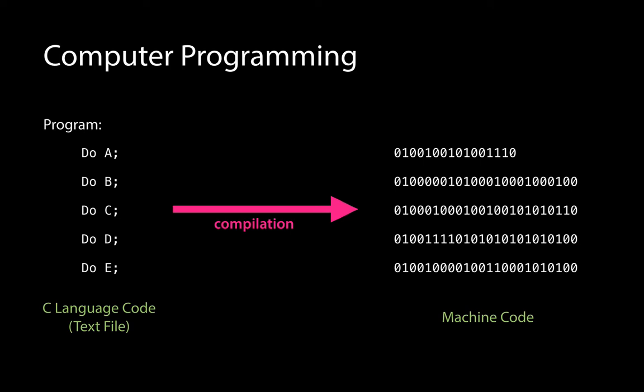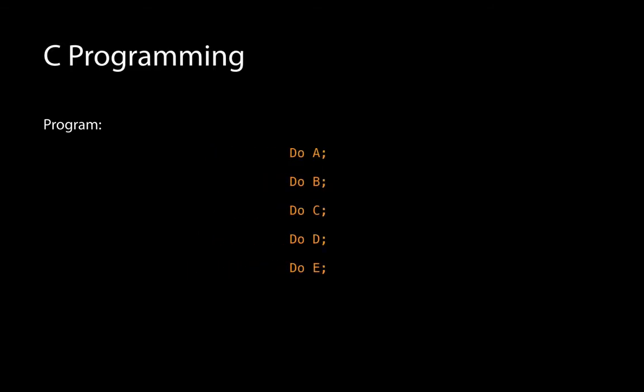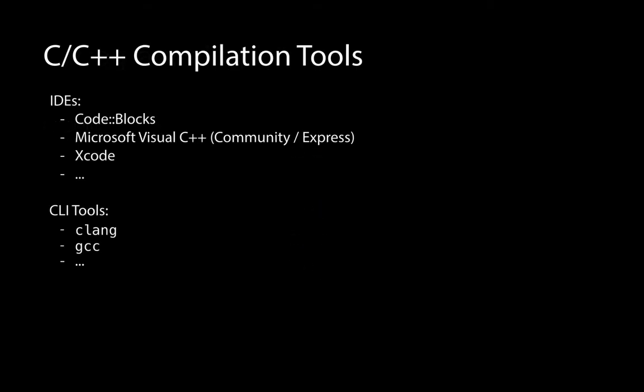Within this model, most of computer programming then becomes about figuring out how to write this C code, which is the majority of what we're going to be doing in this course. So to get started, you're going to need to get yourself a C compiler, so you can write C code and compile it and run it and follow along.